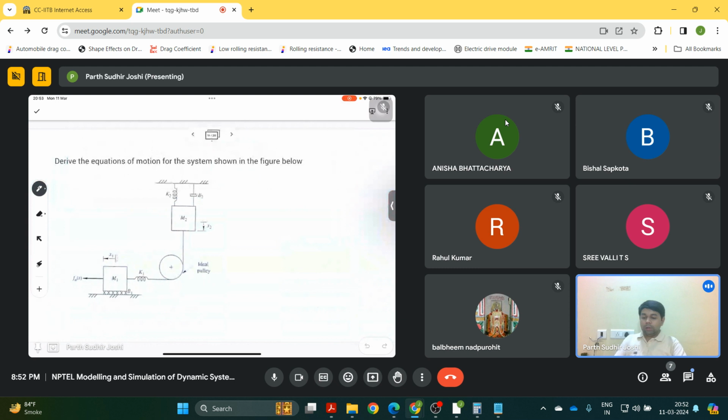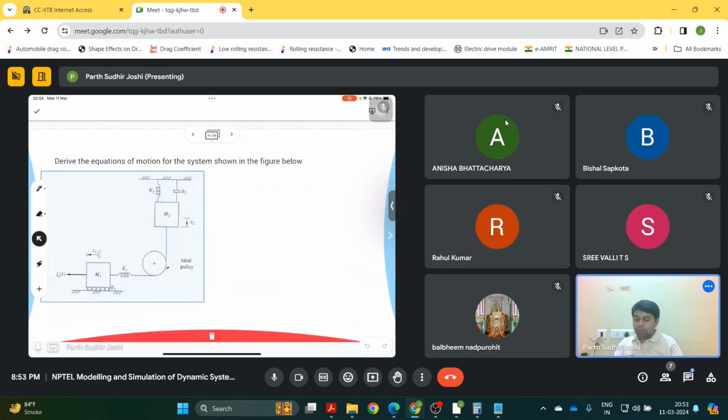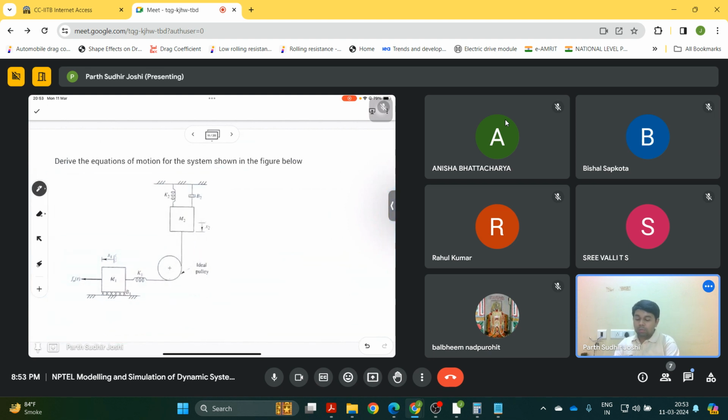So let's just quickly discuss our next problem. Here we have been given a mechanical system. This is somewhat similar to what we had done earlier. The difference is only in slight differences in the arrangement. Here we have two masses now, and they have been connected together through a spring and a pulley, and it's given that the pulley is ideal.